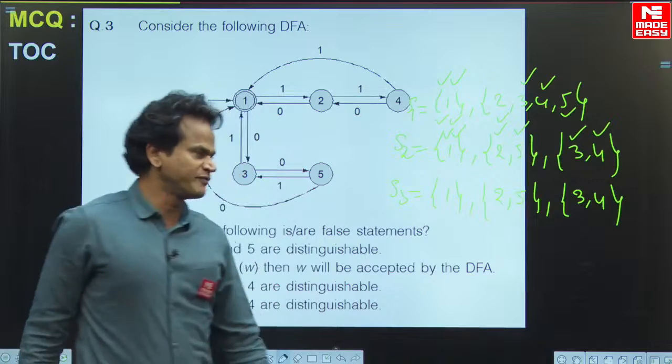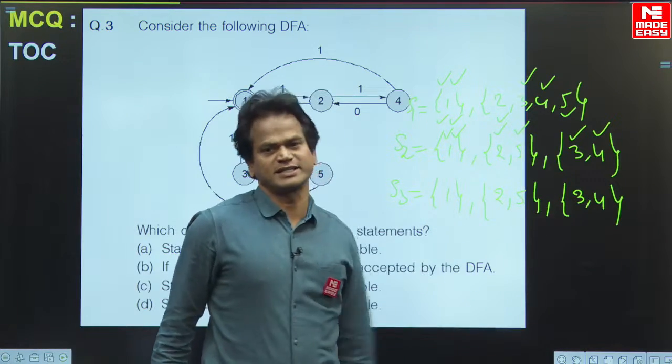So 3 and 4 cannot be separated. So finally this is the minimal DFA. 1, 2, 5 is one state, 3 and 4 another state. So 3 states will be there.